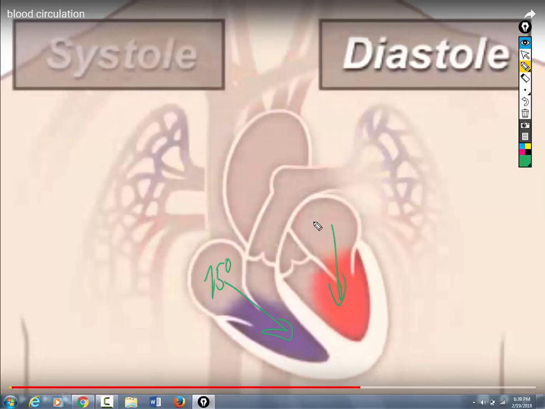Then the other 25% of that blood goes into the ventricle when the atria contract. What's that called? Atrial kick. Say yes. Can you live without your atria contracting? Yeah. For how long? Until you die. Oh yeah? Old people do.